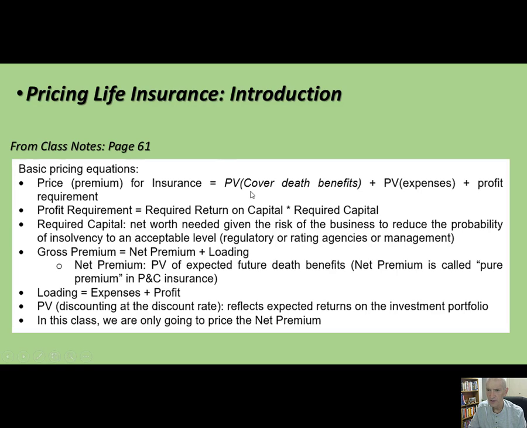If you see this equation up here, here's the net premium, and here's the loading: the present value of expenses and the profit requirement. You're taking a present value, so you need a discount rate. We're going to use the investment discount rate, and I'll show you why that's the case, because we're only doing the net premium. You need to line it up based on what you think your portfolio is going to earn, and then you'll add a little bit more profit requirement when you do the loading. We're only pricing the net premium, and you're going to see that keeps it fairly straightforward.